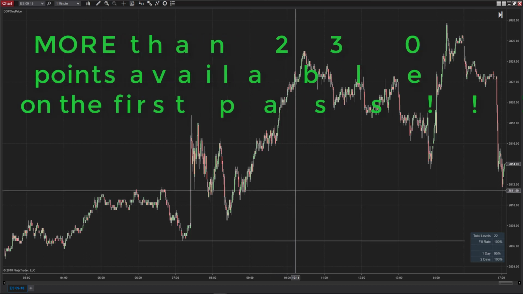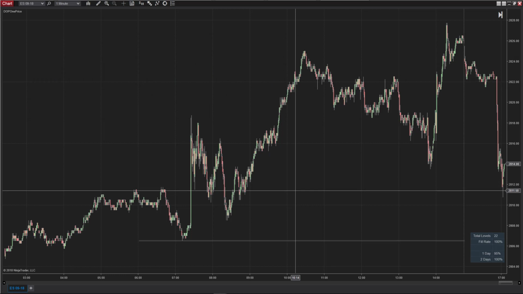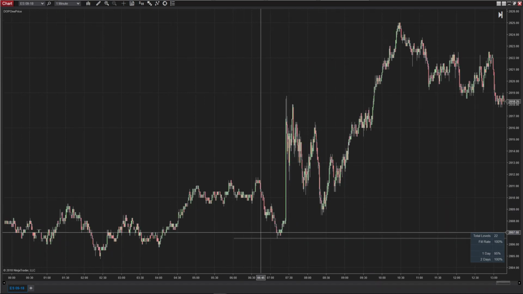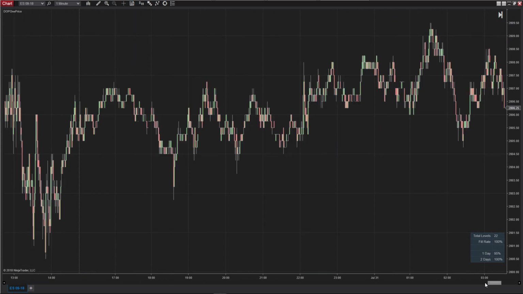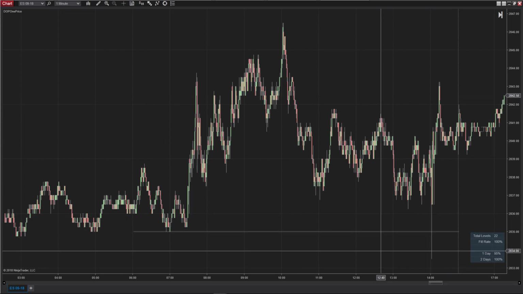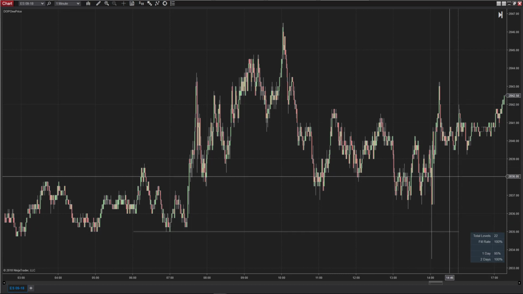Now, that does not include a retest. A retest, of course, is when price tests it one time, and then when it comes back, I'll just show you an example here. So here it tested it on this day here, and then it came back to retest it all the way over here at the end of the day. It worked there. So that 230 points does not include this bounce off of that there.